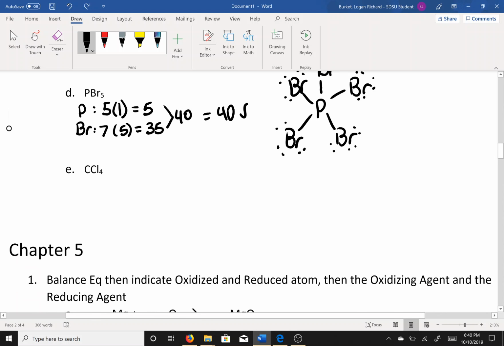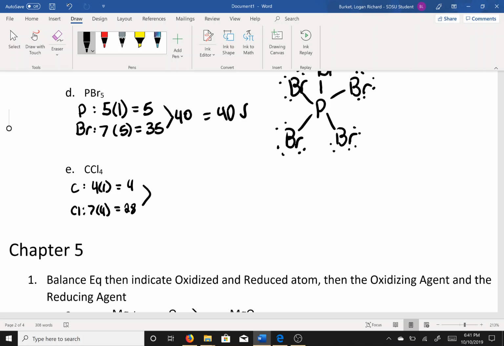Now, CCl4, different story. This is one that you'll have to know. So carbon has 4 valence electrons, Cl has 7. We have 4 Cls and just 1 carbon. Total of 4 electrons coming from carbon, 28 coming from chlorine. Okay, cool. So that's a total of 32.